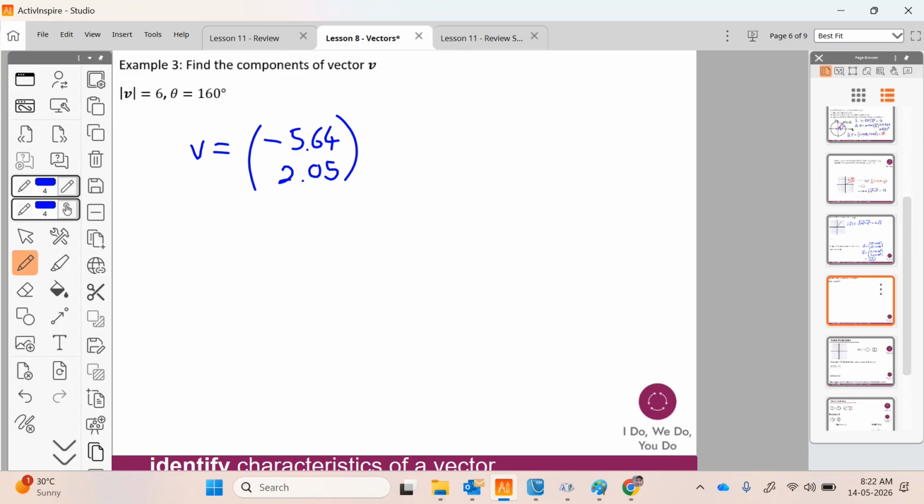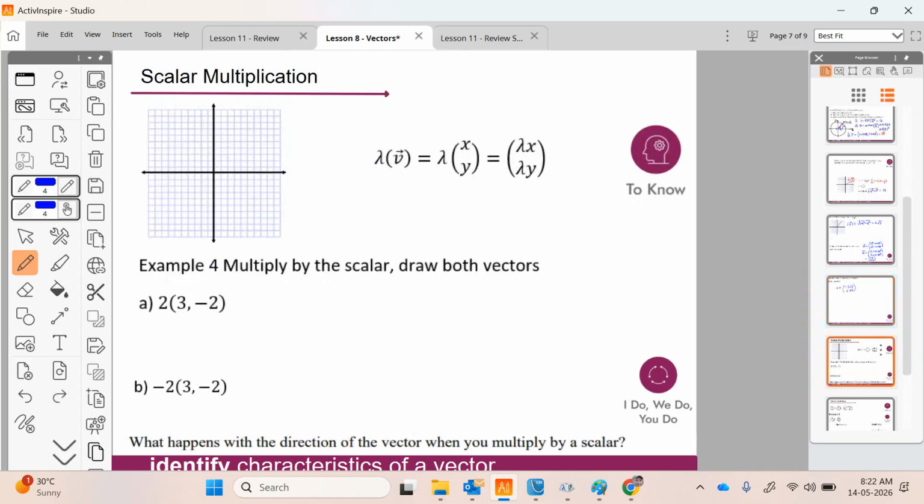Okay, so next we are looking at multiplication. Our first multiplication is scalar multiplication. Scalar multiplication is quite easy. So there are two types of numbers. There are vectors, which have magnitude and direction, and then there are scalars. Scalars only have magnitude. They have no direction.